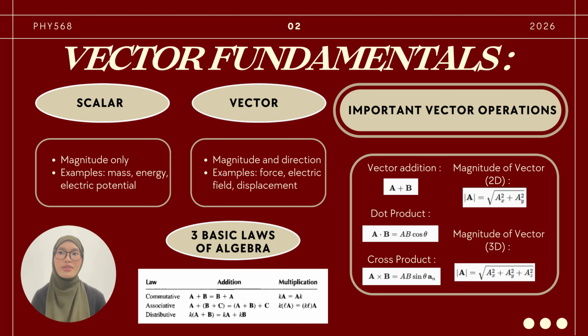The dot product produces a scalar and is commonly used when calculating work or determining the angle between vectors. The cross product is an operation between two vectors that gives another vector as the result. It can be calculated using the determinant method. We can also calculate vector magnitude to determine the size of a vector in both two-dimensional and three-dimensional space. Finally, vector operations obey the basic algebraic laws such as the commutative, associative, and distributive laws, making vector calculation more systematic.